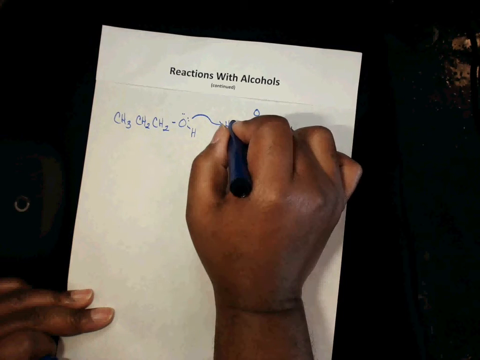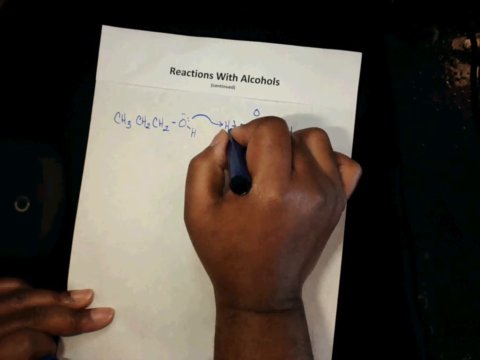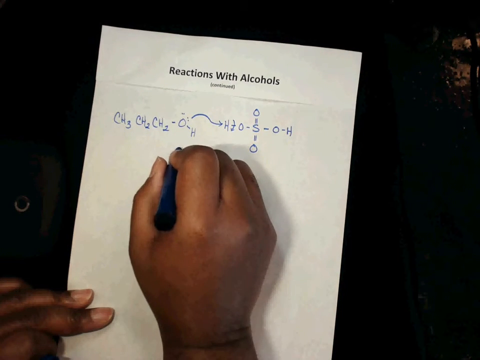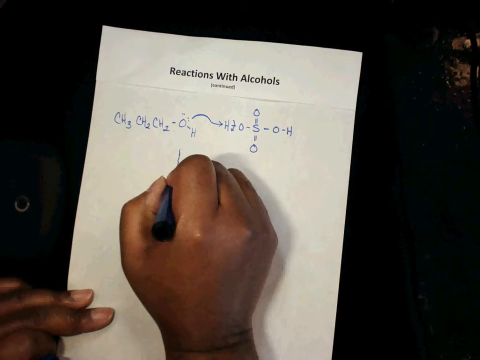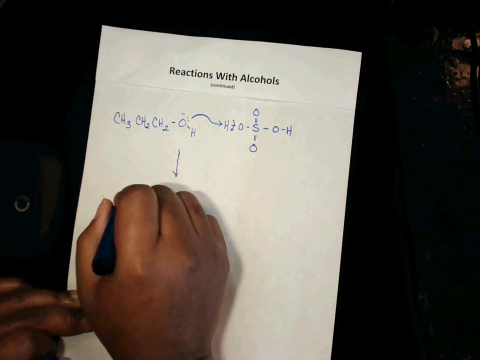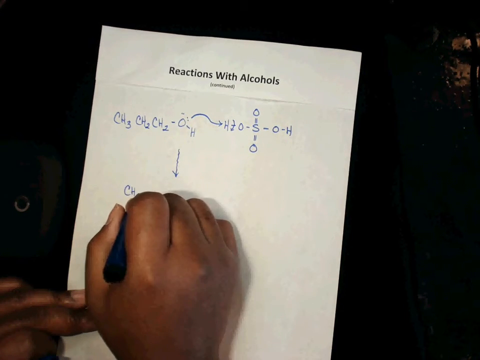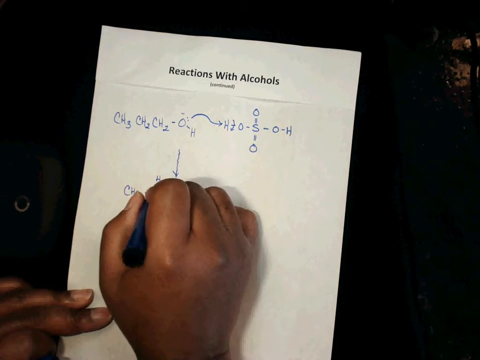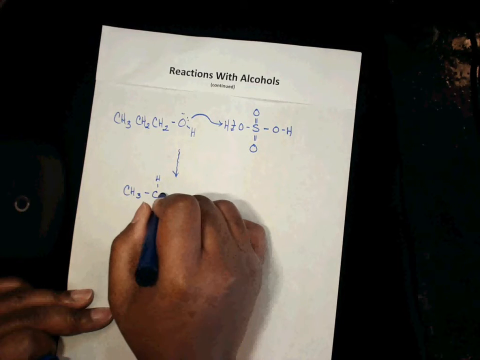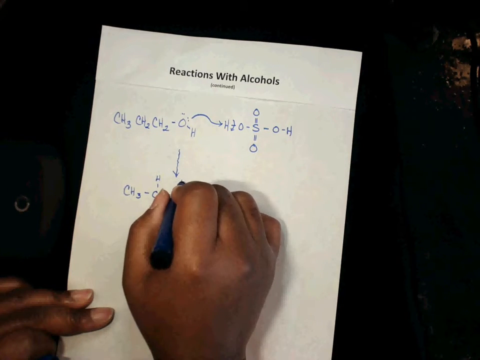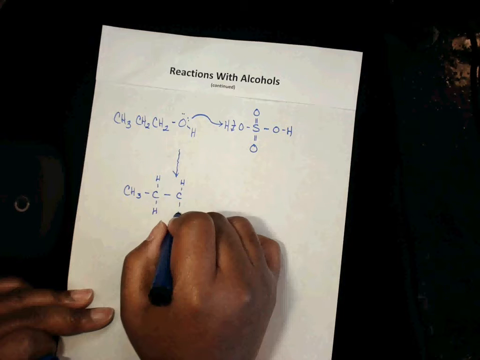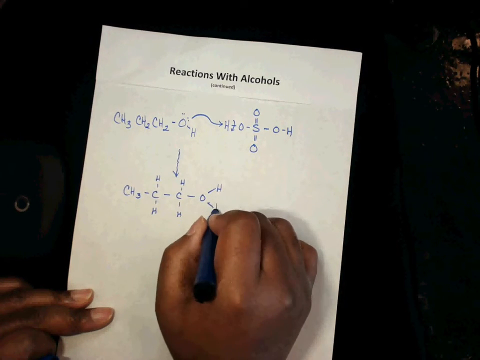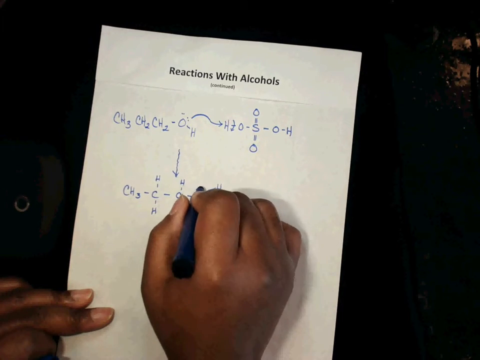Up to now, we know that when sulfuric acid reacts with an alcohol, one of the protons from the sulfuric acid is going to protonate our alcohol. Like so. So there's our protonated alcohol.